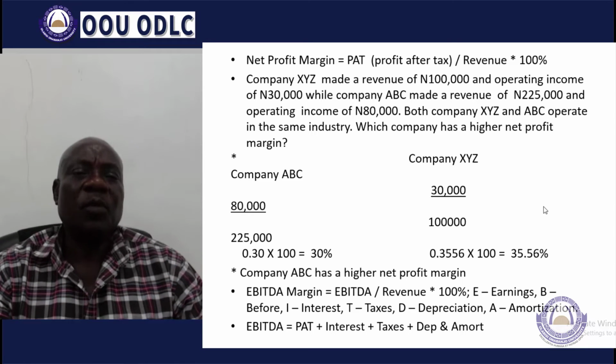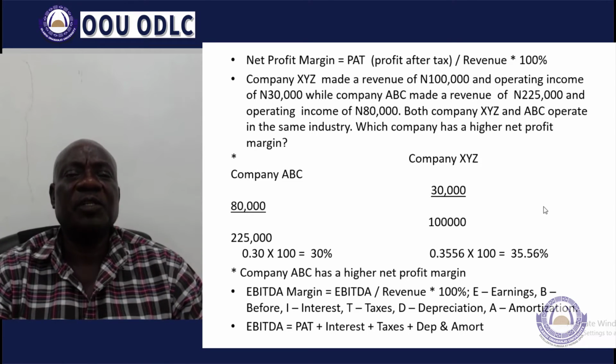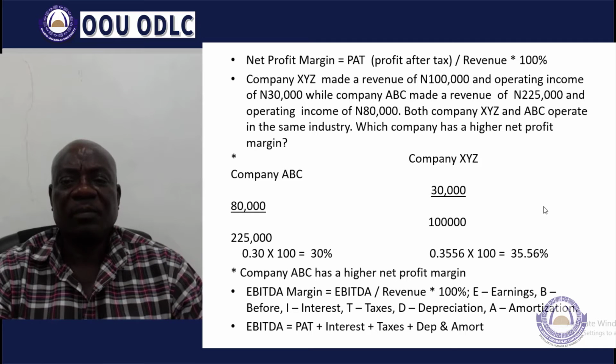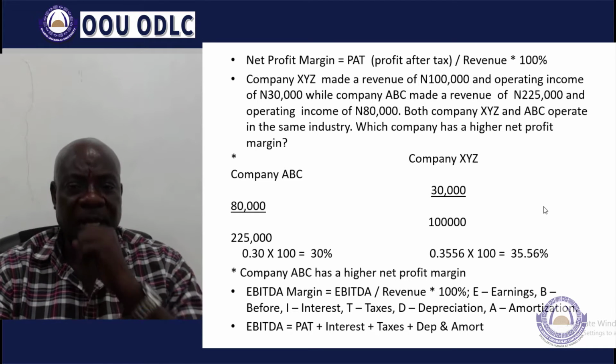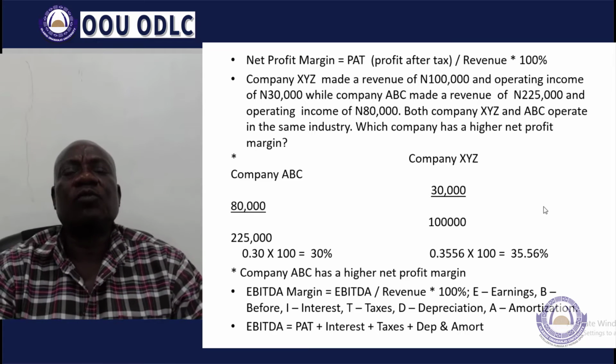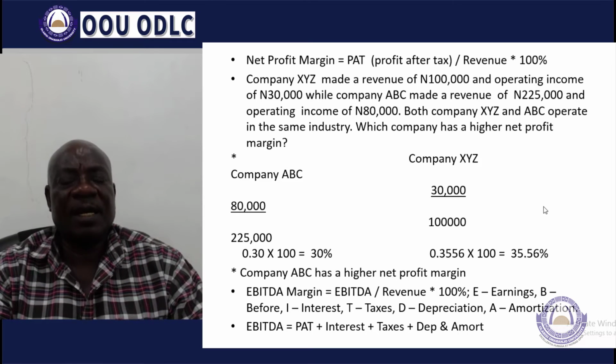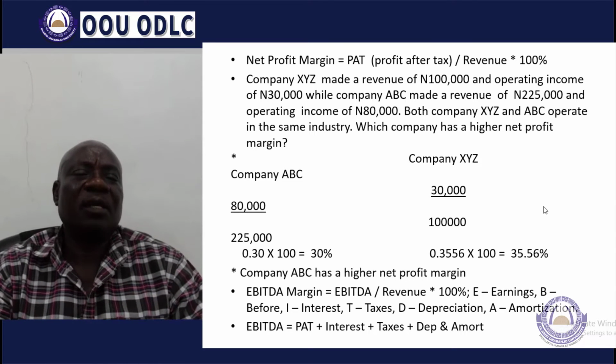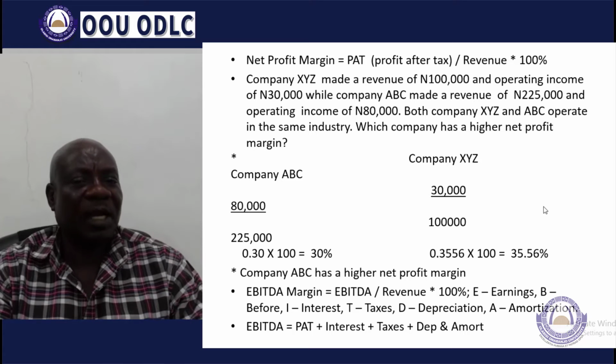Let's say, for example, we have two companies in the same industry. Let's say company XYZ made a revenue of 100,000 naira and operating income of 30,000 naira, while company ABC made a revenue of 225,000 naira and operating income of 80,000 naira. Both company XYZ and ABC operate in the same industry, as I've made mention.